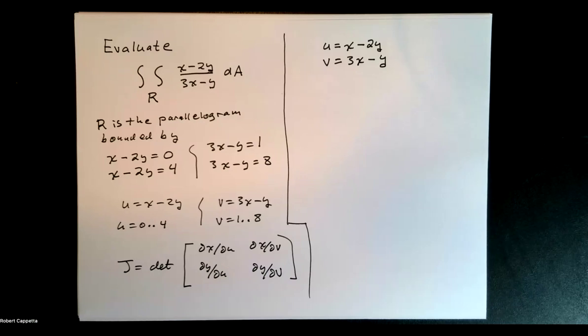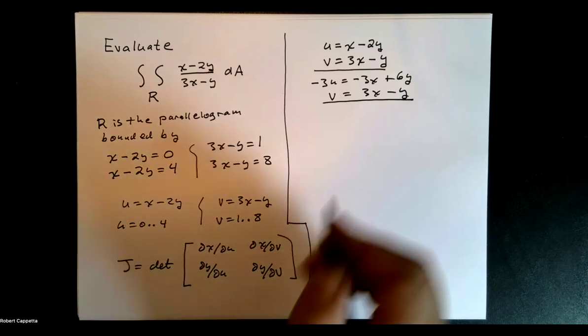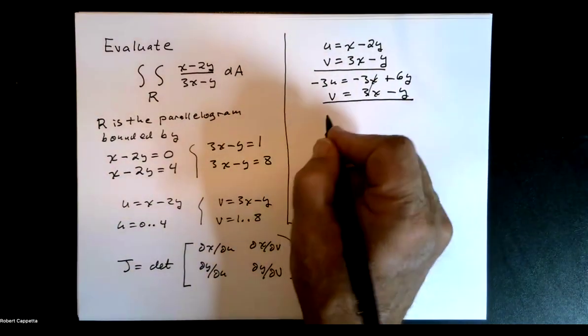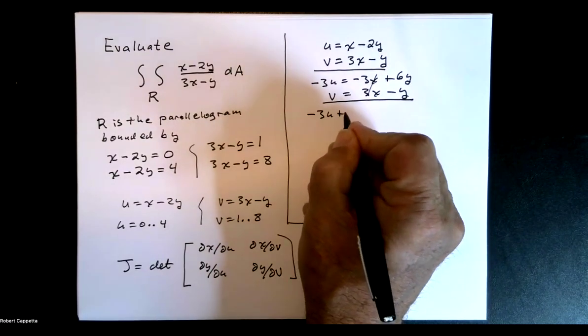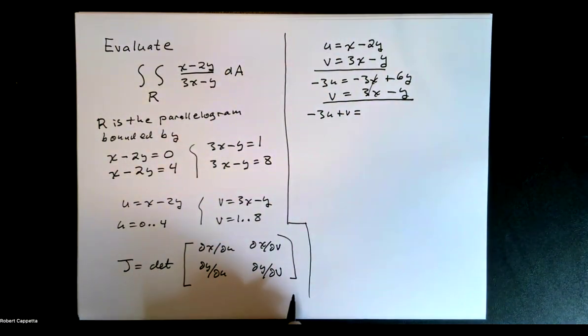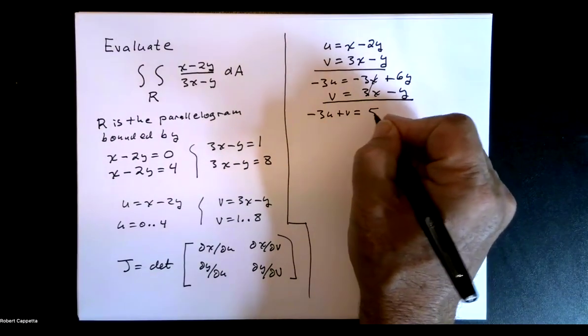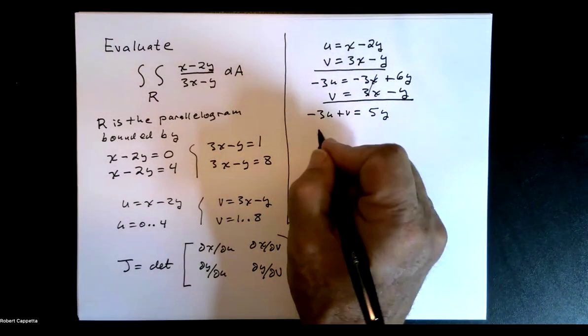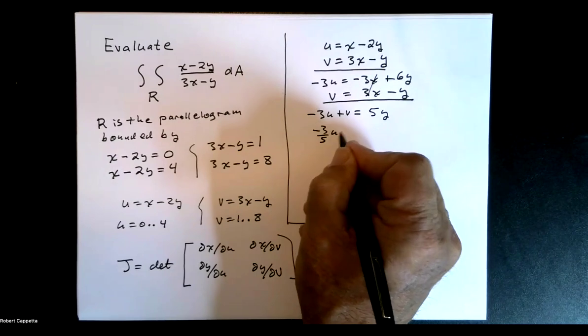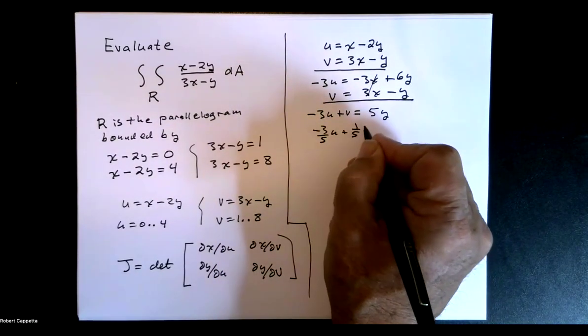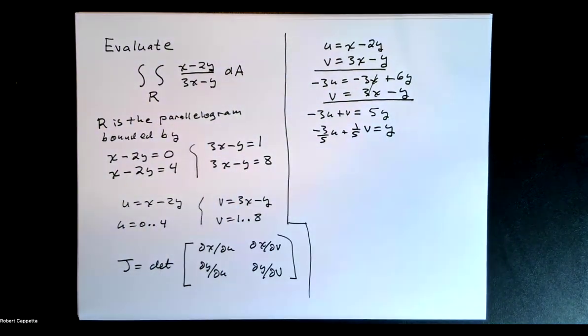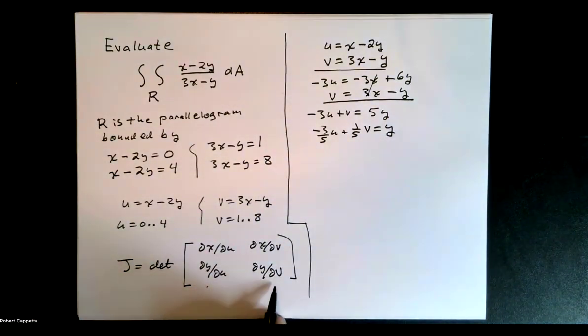So we have u and v, and my goal is to eliminate the x's. So let's go with −3 times u and v and see what happens. And we can see that the x's subtract out, and then I have −3u + v equals 6y − y equals 5y. Dividing by 5, we get −3/5 u + 1/5 v equals y. And now getting y with respect to u, y with respect to v will be relatively easy.